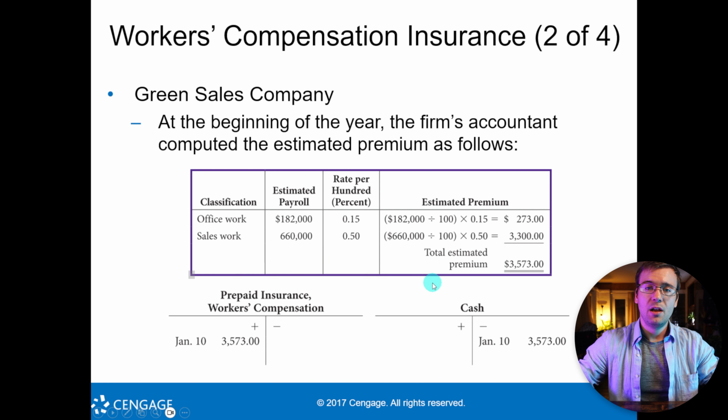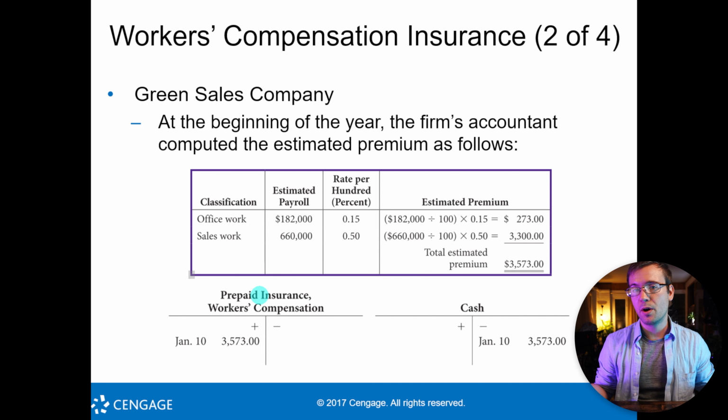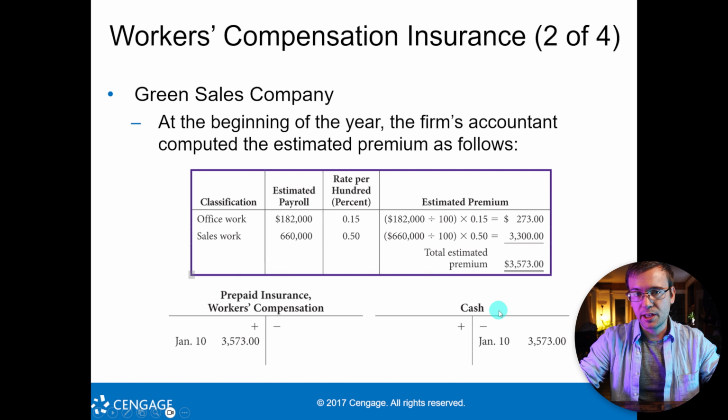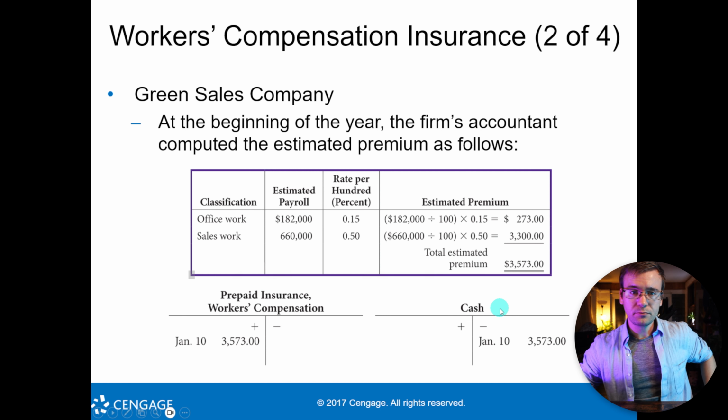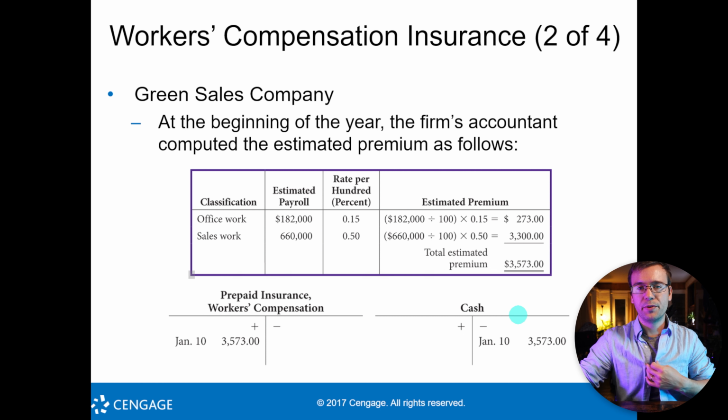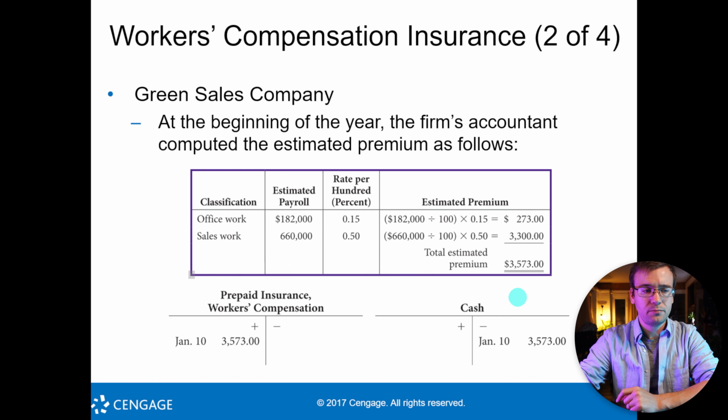So the estimated premium is the total payrolls times those percentages. All right, so once you've got that, you would debit your prepaid insurance account. You could have it very specifically prepaid insurance for workers' compensation, if you want an account specifically for workers' comp. And then you would credit your cash account when you actually write the check. Then obviously you'd need to make an adjustment each month for the amount of time that has expired.